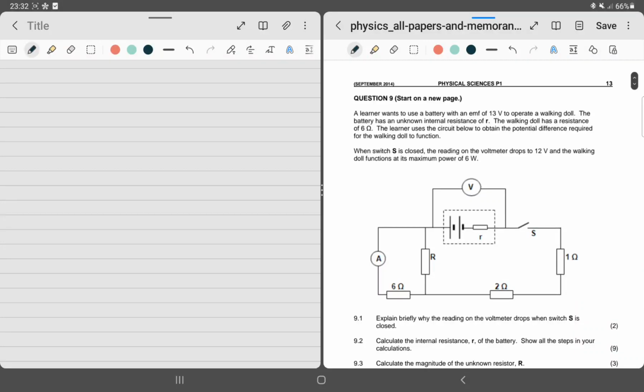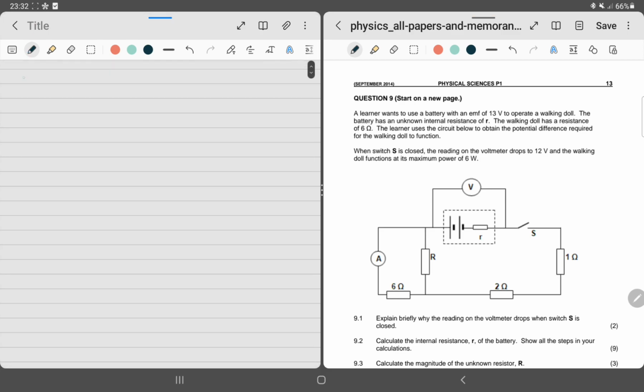We are taking this from the September 2014 paper from the Eastern Cape. Question 9. A learner wants to use a battery with an EMF of 13 volts to operate a walking doll. The battery has an unknown internal resistance of R. The walking doll has a resistance of 6 ohms. The learner uses the circuit below to obtain the potential difference required for the walking doll to function.